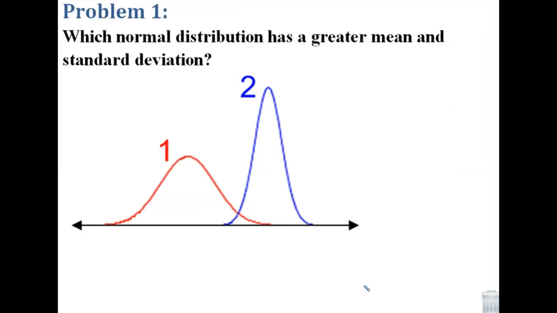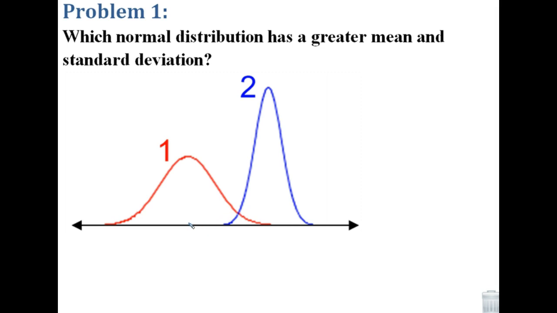So here's a quick problem to get us thinking about the mean and standard deviation of normal distributions. Problem 1 asks which normal distribution has a greater mean and standard deviation. I have two normal distributions next to each other. We can think of these as, let's say, average heights of females and males. We know that males are typically taller than females. I'm not sure which one's spread out more, we'll just use that as an example.